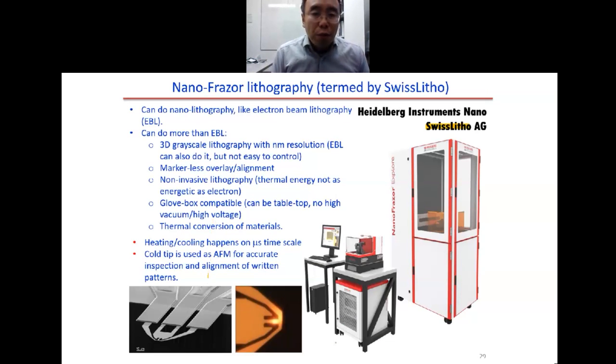So first, you can use the tip to burn away the polymer. This is like electron beam lithography. You can burn the polymer. But we can also do grayscale lithography using electron beam lithography. But that one is not easy to control. With this one, we can have nanometer resolution. So that means, for example, if you have the resist.